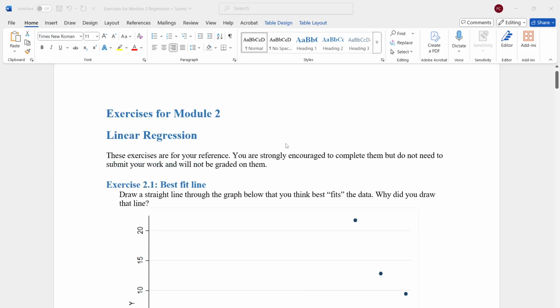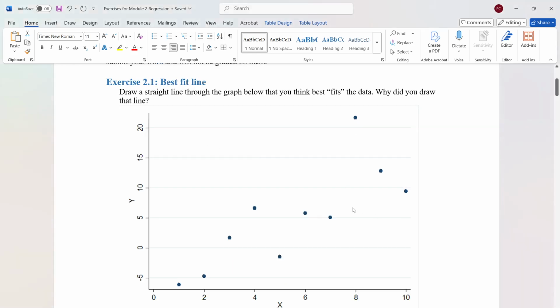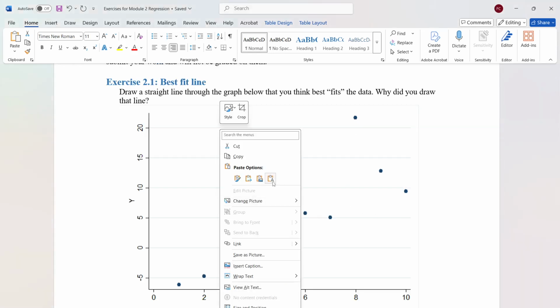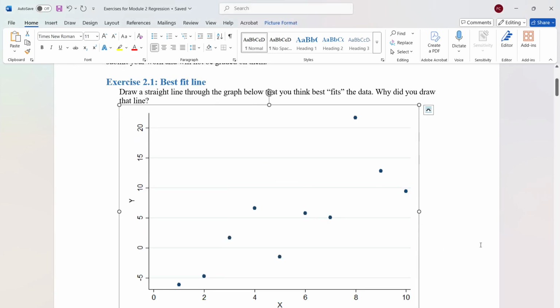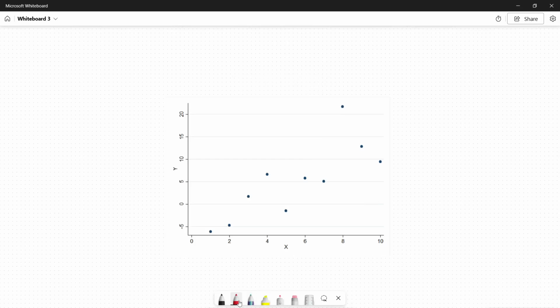So anyway, the first one, exercise 2.1, line of best fit, or the best fit line. Draw a straight line through the graph below that you think best fits the data. Why did you draw that line? Well, I will go ahead and copy that and pop over here to the whiteboard, and I will start with maybe a bad version, and then I will critique the bad version and try to do a better one.